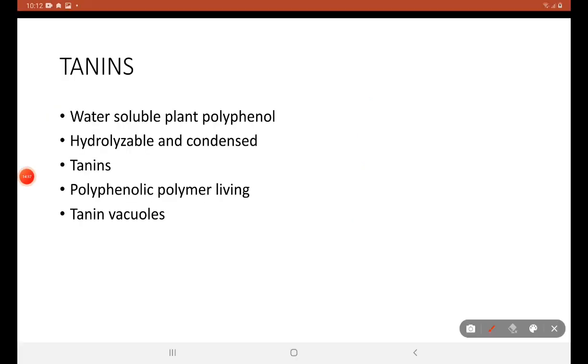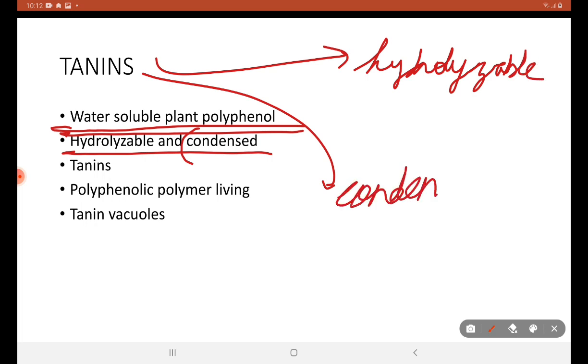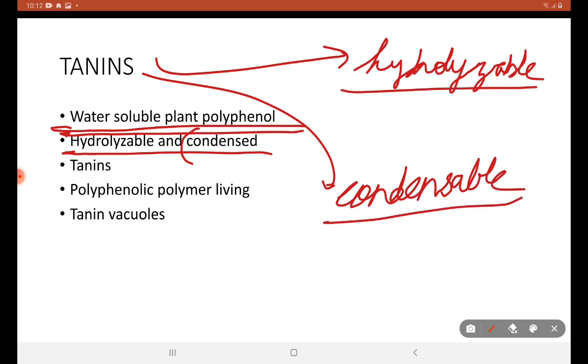Next we are going to see about tannin. Tannins are water-soluble plant polyphenols. They are of two types: hydrolyzable and condensed. The condensed form is non-hydrolyzable. In contrast to the polyphenolic polymer lignin, tannins are located in the vacuole. They are phenolic polymers living in the system.